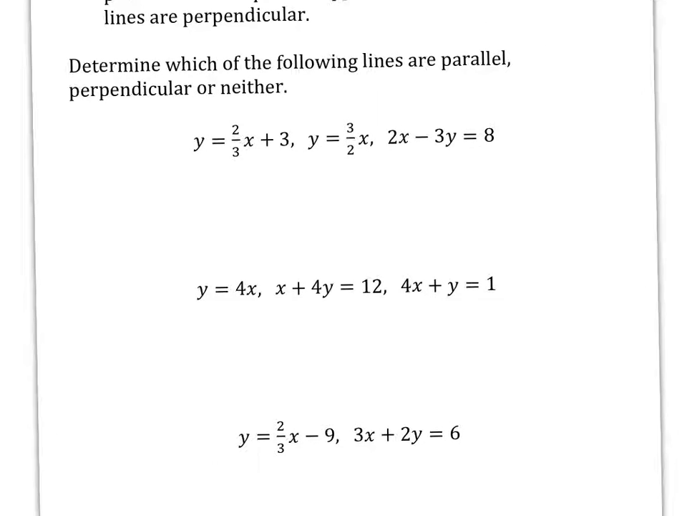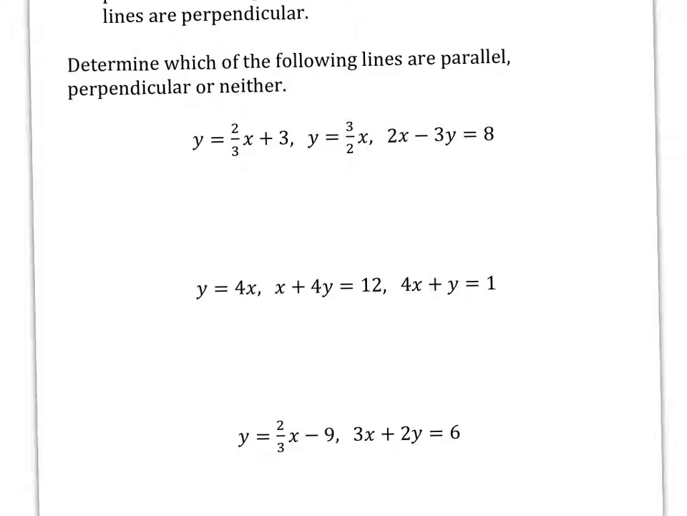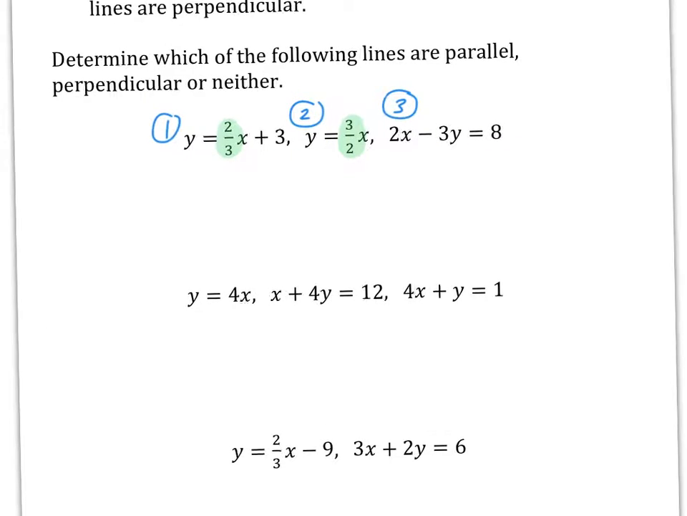Okay, so I see the first two lines here. This would be 1, this would be 2, and this would be 3. Numbers 1 and 2, I already see their slopes, right? Because they're already in slope-intercept form. So the slope for line 1 is 2/3. The slope for line 2 is 3/2. But I want to figure out the slope of the third line because, again, I want to figure out if the lines are parallel, perpendicular, or neither.